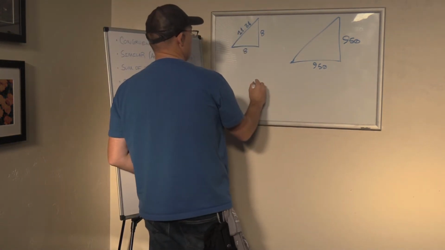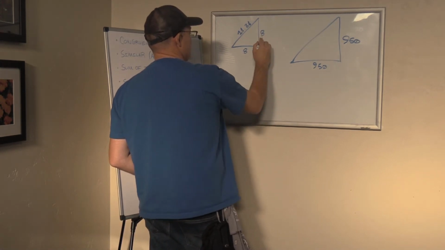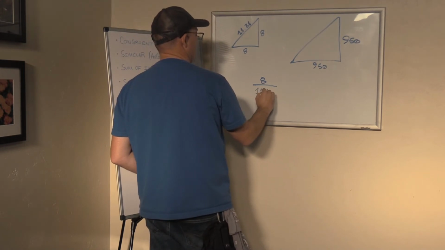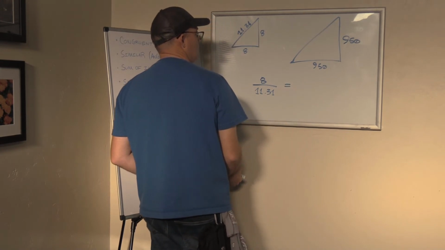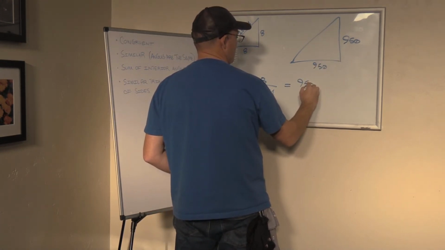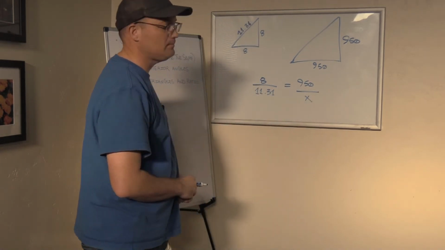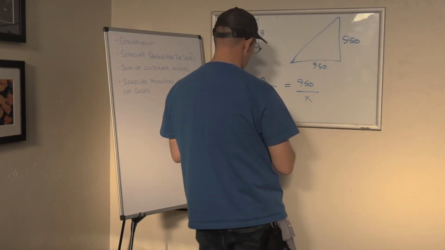So what we know is we can put it over here. We say, this side, 8, over this side, 11.31, is equal to this side, 950, over the side we're missing, we're going to call it x. Now, we're going to cross multiply like we did before.